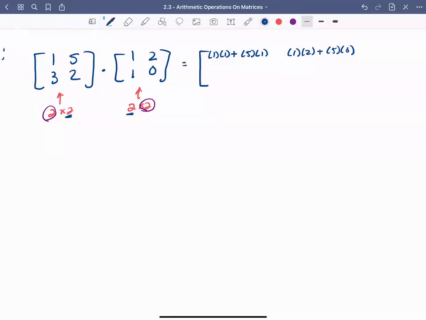The next entry, now I'm moving to the second row. I'm in the second row, but first column. So I work with my second row and my first column. So I say 3 times 1 plus 2 times 1. Next, I want my second row and second column. So I go 3 times 2 and then 2 times 0.